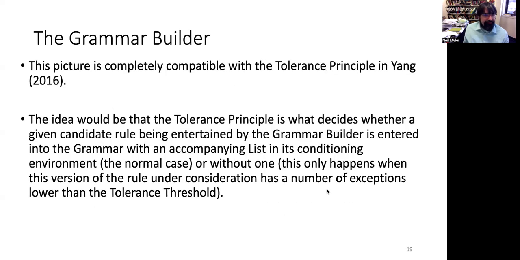All of this is compatible with the tolerance principle associated with Charles Yang's work. So the idea would be that the tolerance principle is what decides whether a given candidate rule being entertained by the grammar builder is entered into the grammar with an accompanying list in its conditioning environment. This is the normal case, the default case, right? Or without one. And in place of a list, some very, very general feature of some kind, right? Or no feature at all in an unconditional rule, right? That's when you get a productive rule, when that second one happens. And this only happens when the version of the rule under consideration that has that property has a number of exceptions lower than the tolerance threshold, right? So in this way, this picture is compatible with the tolerance principle.